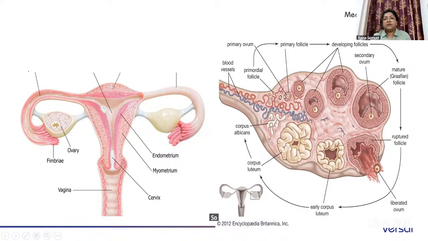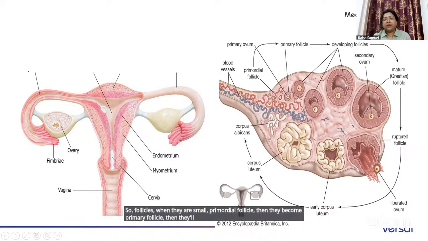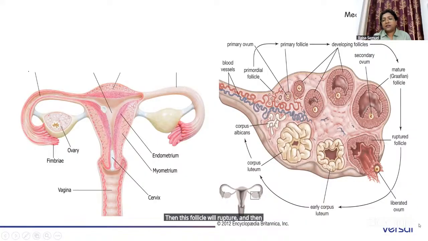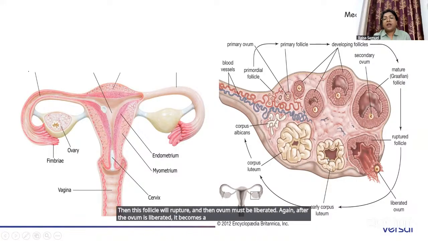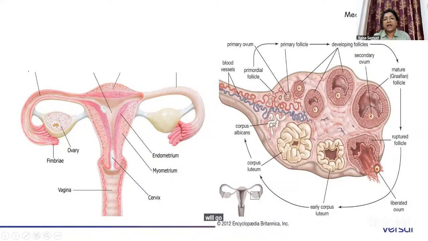So follicles, when they are small, are primordial follicles, then they become primary follicles, then they start becoming developing follicles. Then one of the follicles will become the dominant follicle, that is the mature Graafian follicle. Then this follicle will rupture, and the ovum is liberated. After the ovum is liberated, it becomes a corpus luteum, and then this corpus luteum regresses and becomes the corpus albicans.